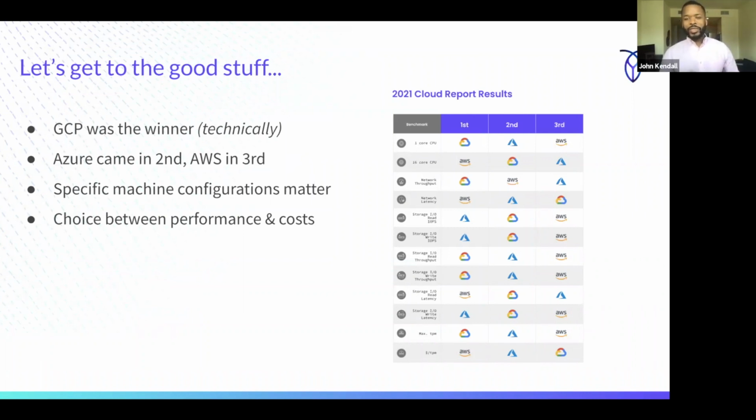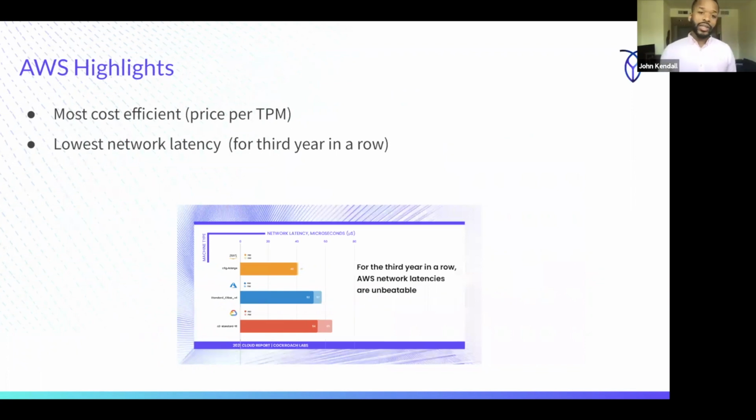And some of the highlights that we'll discuss, I'm going to give in alphabetical order and discuss some of the things that stood out from each of the clouds, because there's really a case to be made for using each of the clouds depending on your use case and your workload. So first, looking at AWS, they proved to be the most cost-efficient cloud provider. Cost matters in business, and especially at scale.